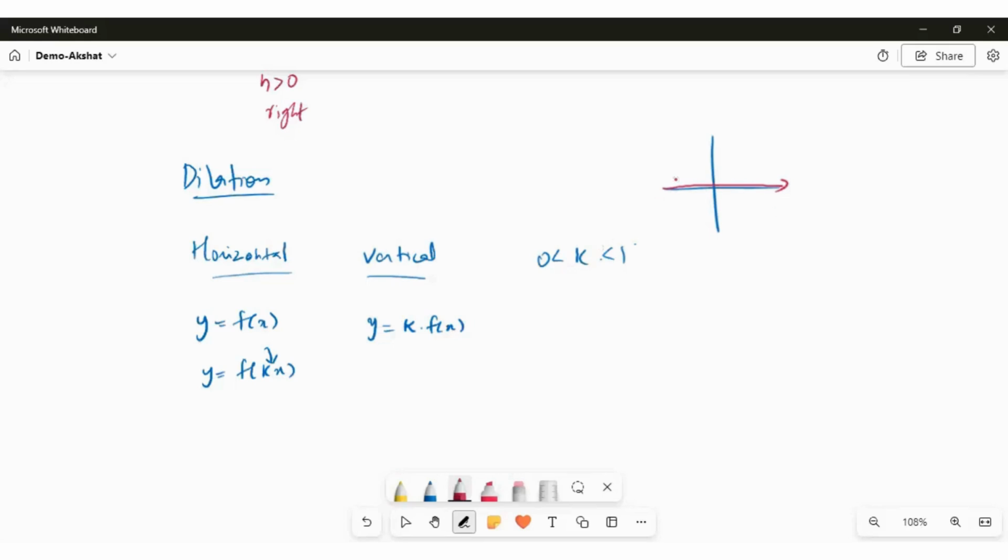So if this constant is 0, then our output is 0 irrespective of the input, isn't it? So here it doesn't have that meaning. It will become the axis. So we have k greater than 0. Please keep that in mind. We don't have an equal to here. Why don't we have an equal to here? It's because if k is 1, there is no transformation, isn't it? We are getting the same graph.